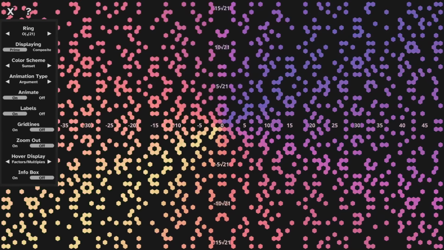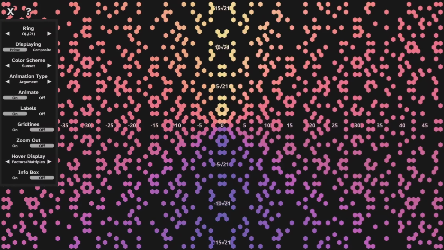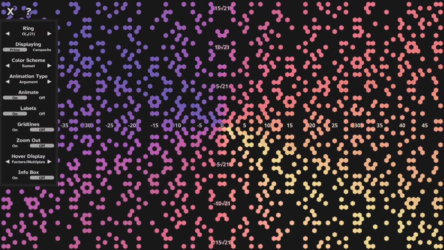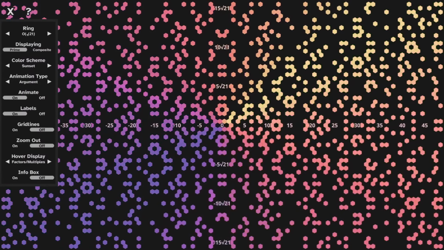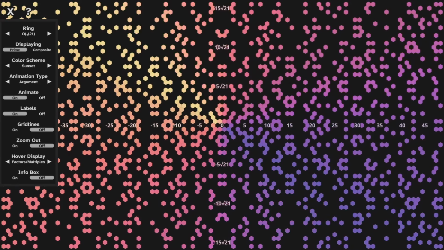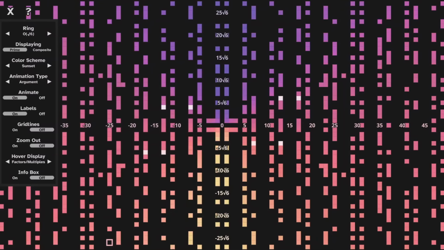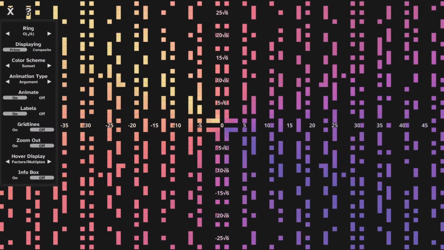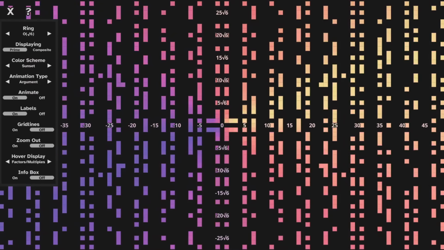O root 21 has these kind of flower shapes because the primes norm 4 and norm 3 kind of dissect the grid into these flowers, most of which have some pieces missing, but we see a few that have the full 6. On to 6 mod 8, here we have these kind of alternating vertical lines.